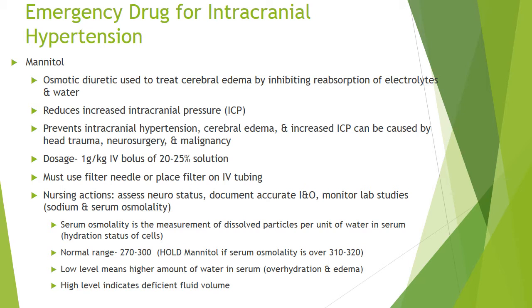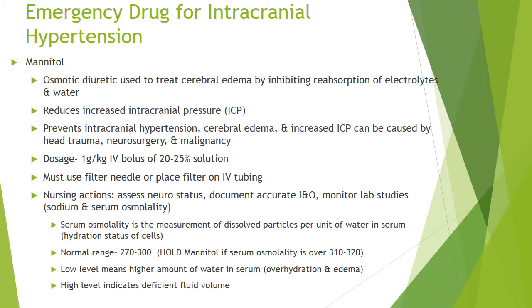Serum osmolality is the measurement of dissolved particles per unit of water in serum, so it really tells us what the hydration status of our cells is. A normal range of serum osmolality would be between 270 to 300. A low level suggests that we have a high amount of water in our serum, so it says that we're overhydrated and we've got some edema.